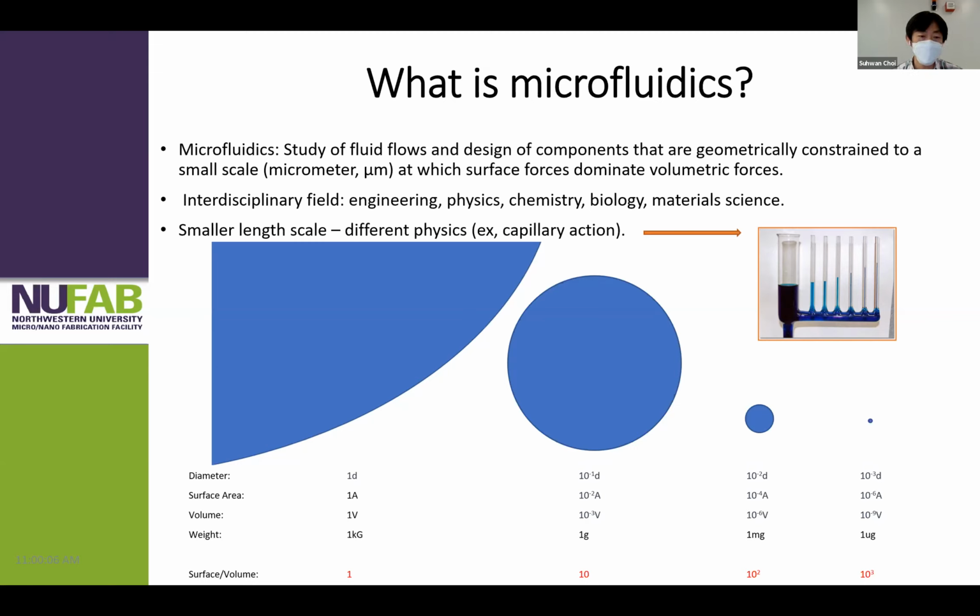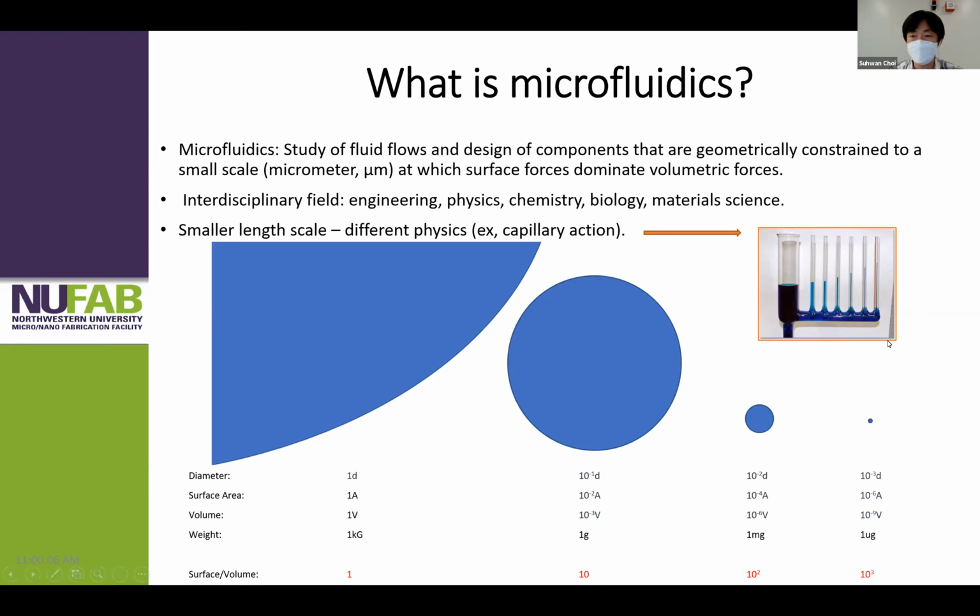I just want to compare surface versus volume. When we compare surface versus volume for each size, the biggest is 1, the next is 10, then 100, and the smallest is 1,000. What this means is that when comparing forces, like gravitational force versus surface tension force, surface tension force is much more dominant at a smaller scale. By using this kind of physical phenomenon, we can utilize microfluidics. One example is capillary action.